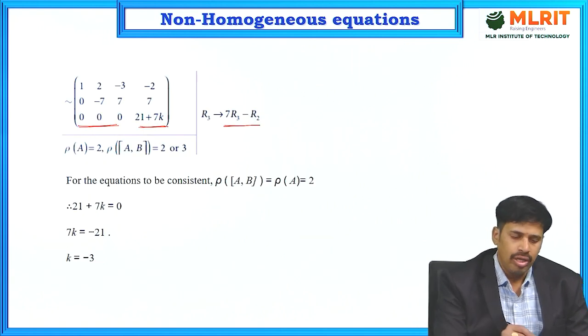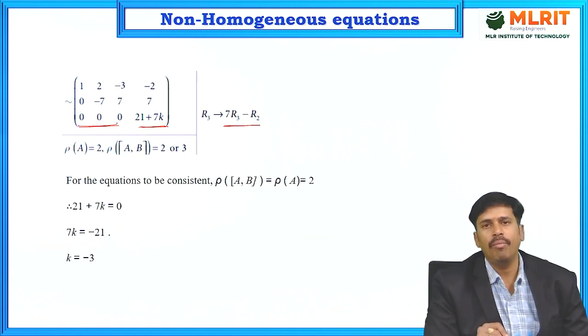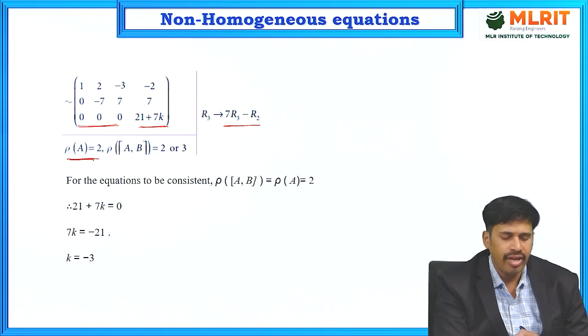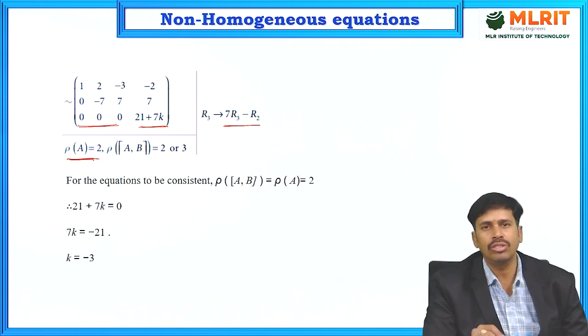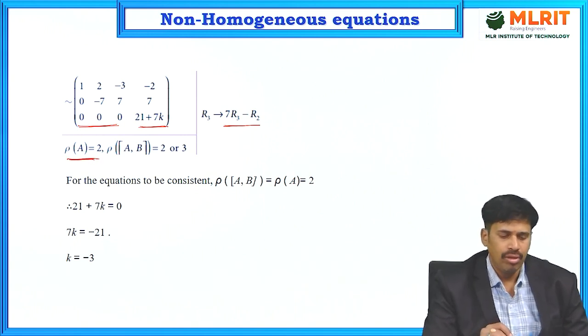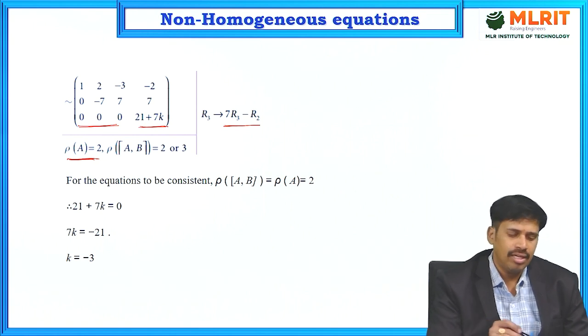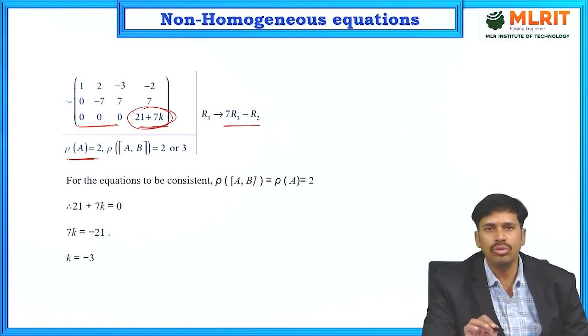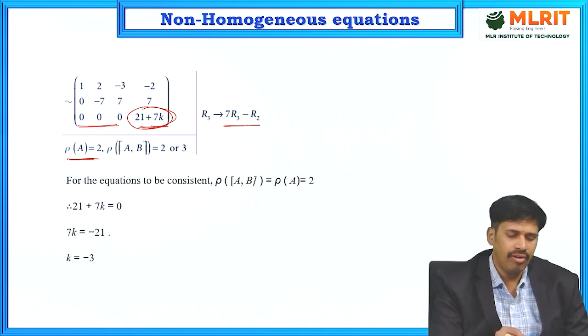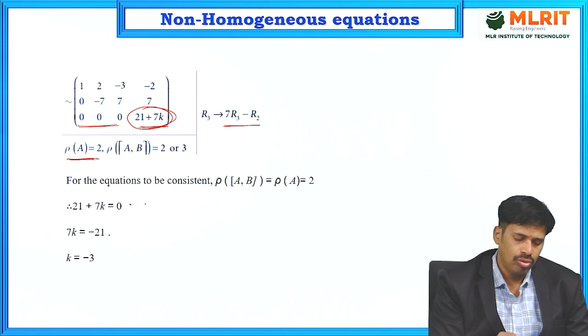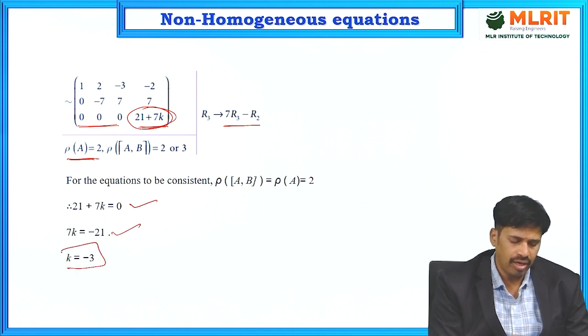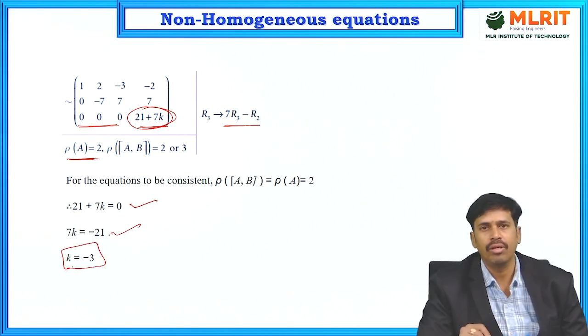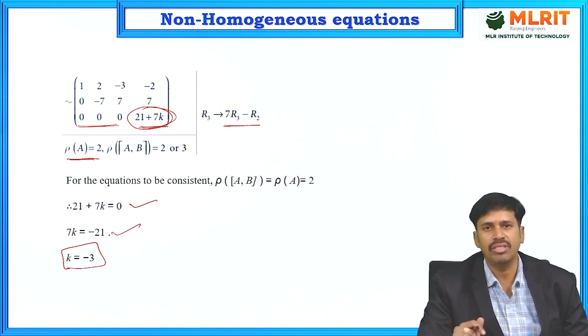Now here all the third row elements are 0. That means rank of A equals the number of non-zero rows, that is 2. Since it is consistent, this element should be equal to 0. Then only both the ranks will be equal, right? So 21 plus 7k equal to 0, so 7k equal to minus 21, so k equal to minus 3. So the value of k is minus 3. Then only the system of equations is consistent.